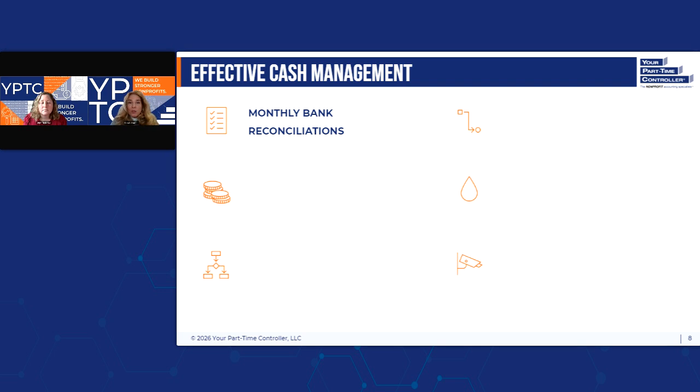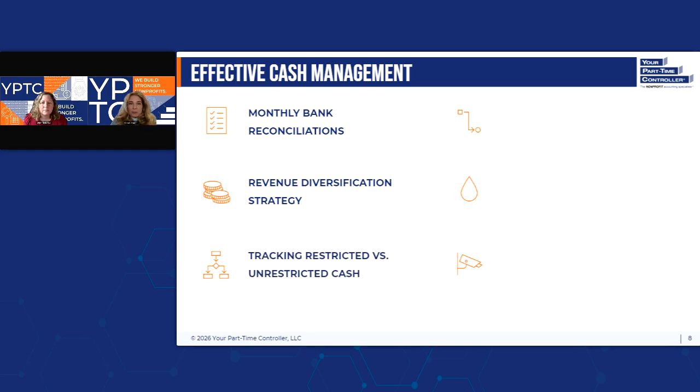Strong cash management also includes diversifying revenue, separating restricted from unrestricted funds, and maintaining clear disbursement and collection processes supported by internal controls. A strong liquidity policy sets expectations for how much cash or reserves should be maintained. We typically recommend 3 to 6 months of operating expenses should be maintained in a reserve, and that your policy also outlines when and how backup resources like a line of credit may be used.